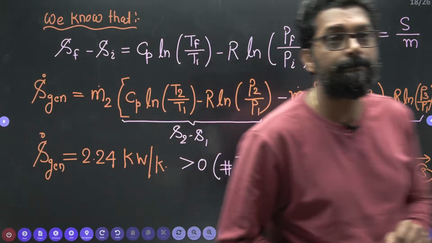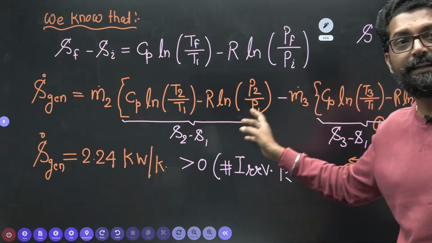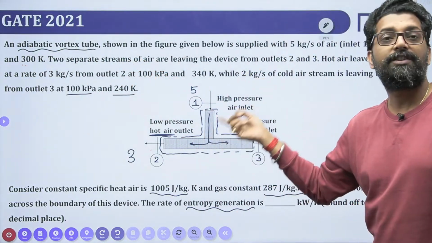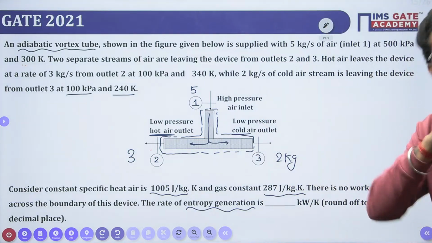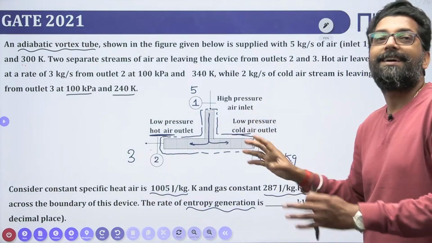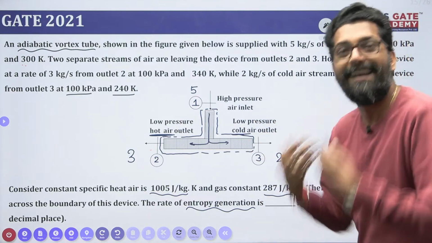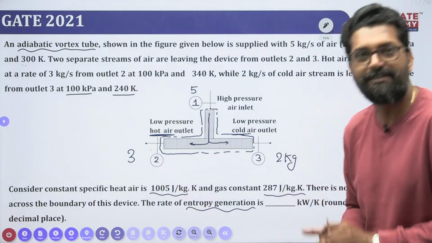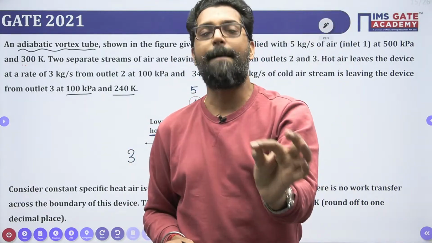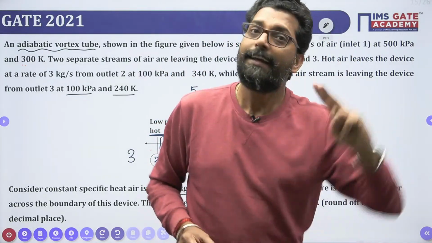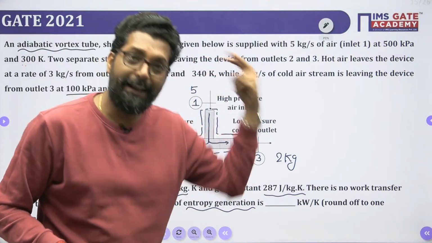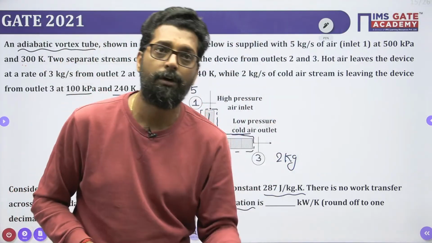If the generation is less than 0, the process doesn't take place. So if someone asks whether, in this situation, an adiabatic vortex tube, this process happened or not, and if it happened, whether it is reversible or not: yes, it happened, because entropy generation is not less than 0. That means the process must happen, number first. Number second, if it is greater than 0, it must be an irreversible process. If it is 0, the process is reversible.